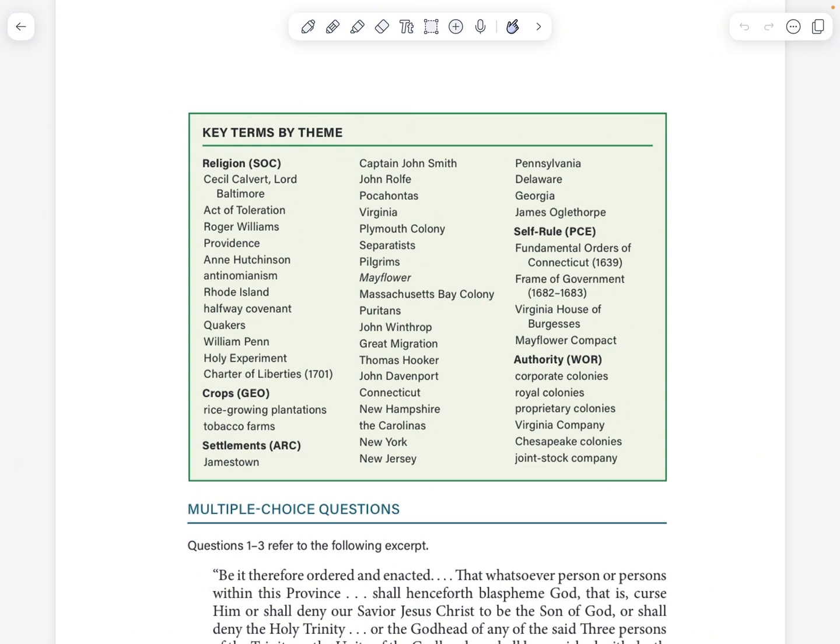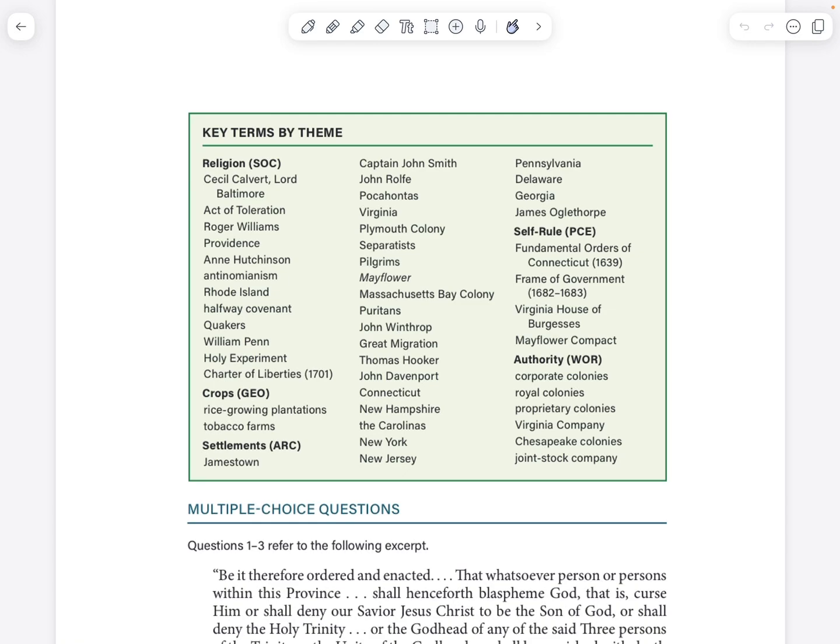Charter of Liberties, 1701. Crops. Rice-growing plantations, tobacco farms. Settlements, Jamestown, Captain John Smith, John Rolfe, Pocahontas, Virginia, Plymouth Colony. Separatists, Pilgrims, Mayflower, Massachusetts Bay Colony. Puritans, John Winthrop, Great Migration.